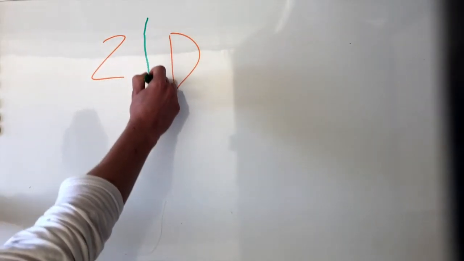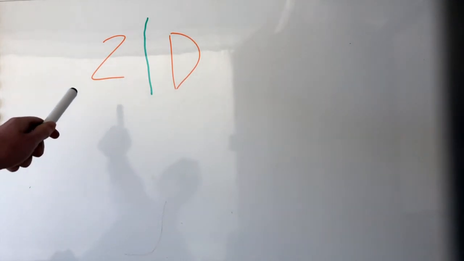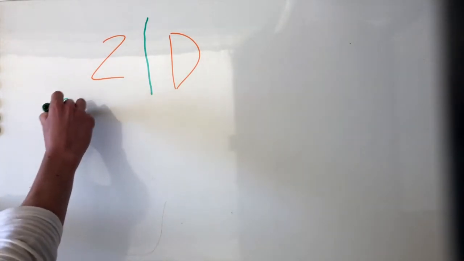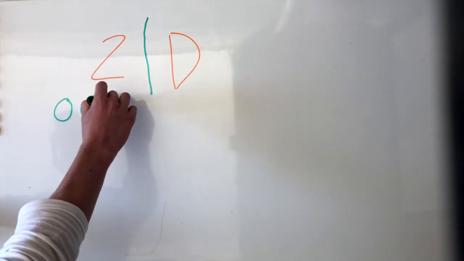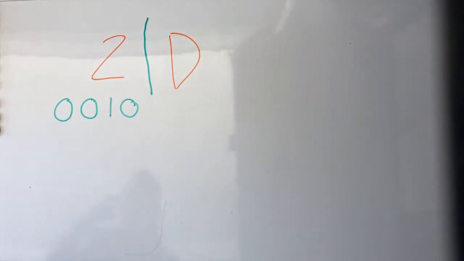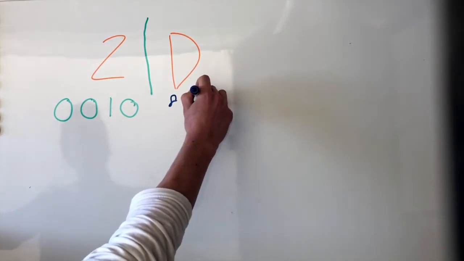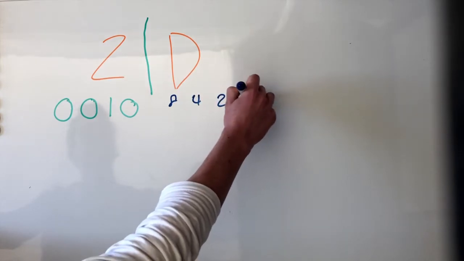So the first thing which we're going to do is consider these two, 2 and D, separately. So I'm going to put a line down the middle. Now I'm first going to look, well, what is the 2 represented in binary? Now 2 in binary is fairly simply 0, 0, 1, 0. So to convert D, I'm first going to put the placeholders for what the numbers represent above: 8, 4, 2, and 1.